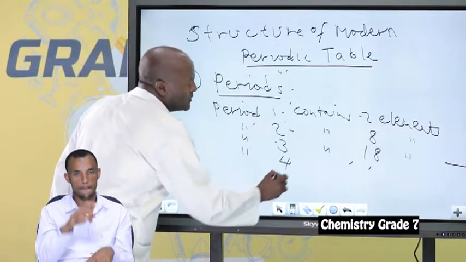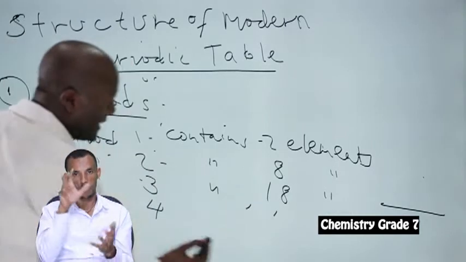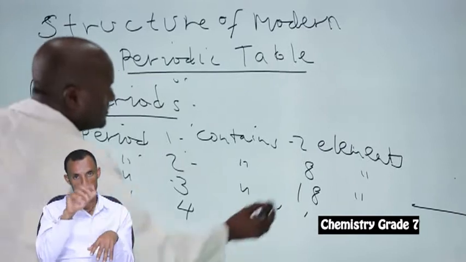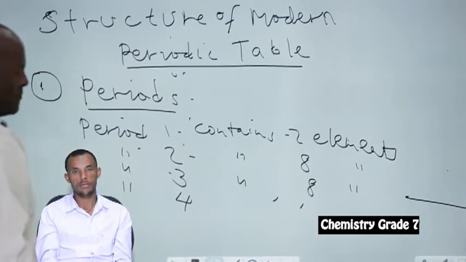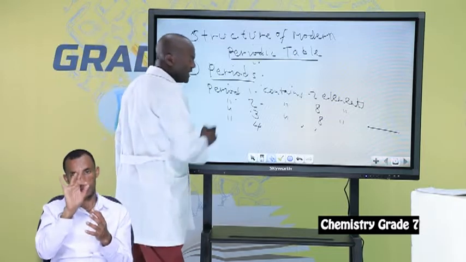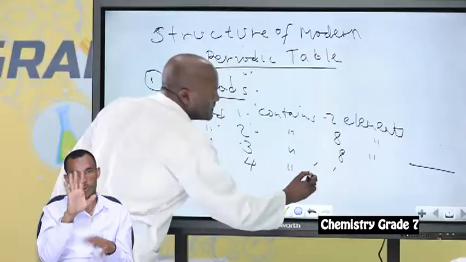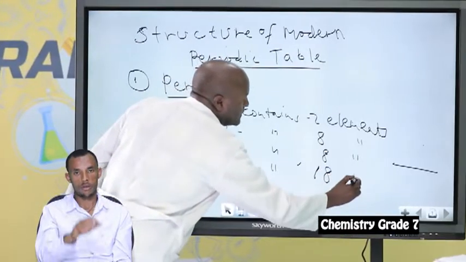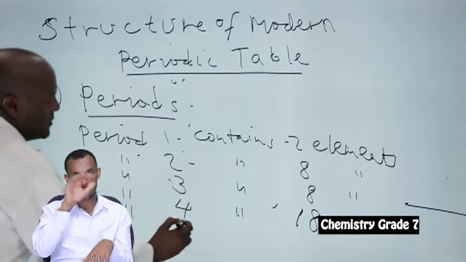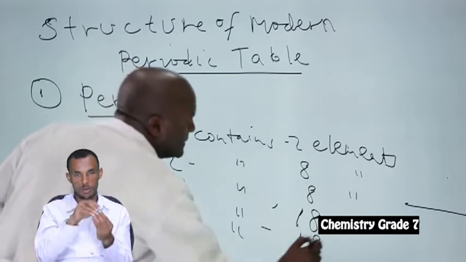Period 3 consists of 8 elements. Period 4 contains 18 elements. Period 5, which also contains 18 elements.